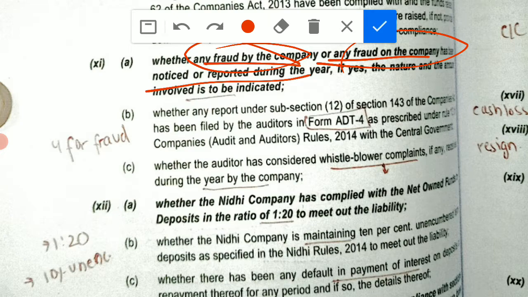So if it is so, then you have to report it and you have to indicate the nature and amount involved. Okay, now where any report under subsection 12 of section 143 of Companies Act 2013 has been filed by the auditors in form number ADT4 as prescribed under the rule.